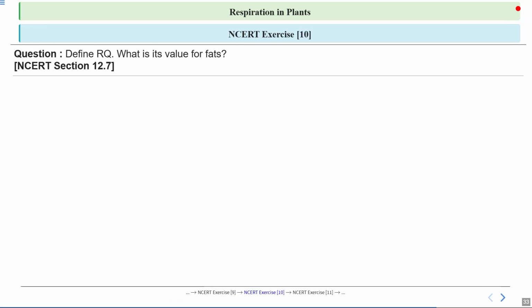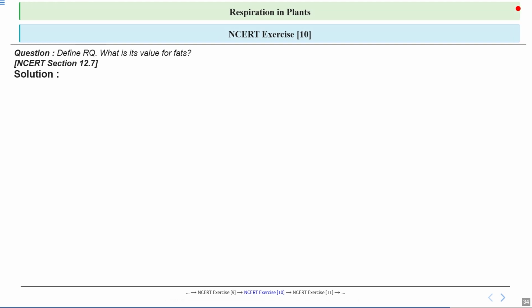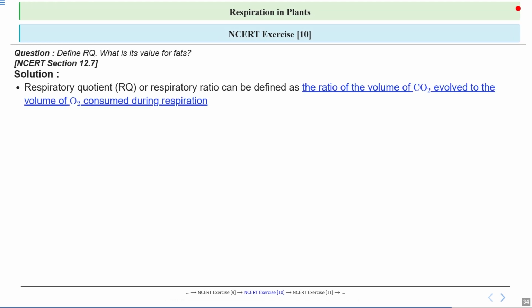Now let us look at the next question. Define respiratory quotient and what is its value for fats. Let's look at the solution. What is respiratory quotient? Respiratory quotient or respiratory ratio can be defined as the ratio of the volume of carbon dioxide evolved to the volume of oxygen consumed during respiration. That is, carbon dioxide evolved divided by oxygen consumed is the respiratory quotient.